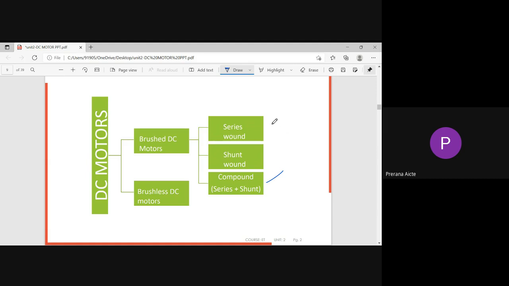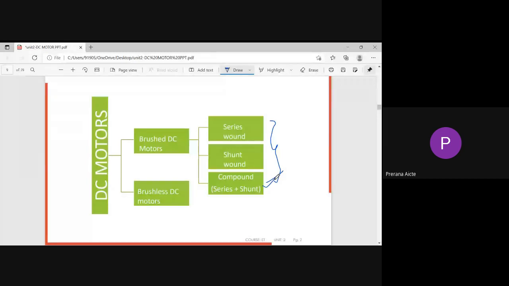So what are the basic differences between these motors? Based on applications, we use these three types of motors. Generally, a shunt motor develops constant torque, a series motor develops high torque, and a compound motor develops moderate torque. Based on the type of application, we design and categorize the motors as series, shunt, and compound.